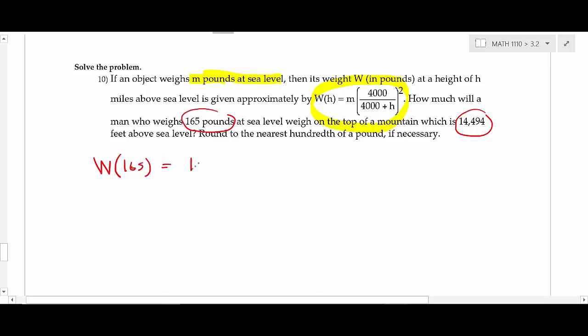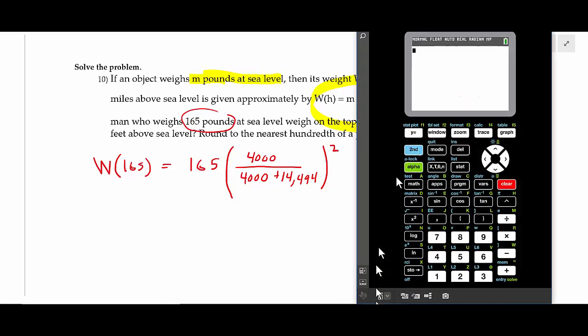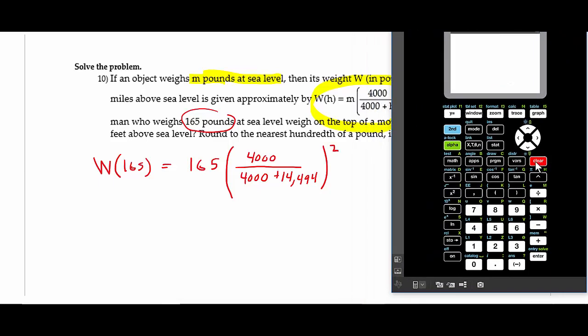So we'll have 165, and then we'll have the 4,000 here, and then all over 4,000. We're going to plug in the height, so the height on that would be 14,494 feet. Then we square that. I think the units work out on this. I don't think I'm missing anything with the units. Let's just try and see what happens. Theoretically, the answer should be just a tad bit less than 165.